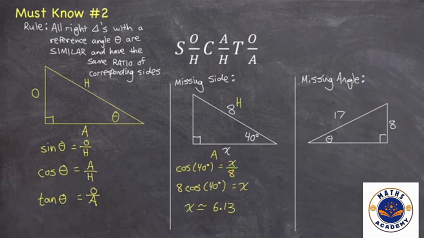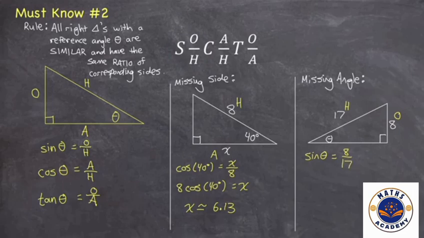SOHCAHTOA can also be used to find a missing angle inside of a right triangle. If we're looking for this angle here, notice that 8 is opposite from it, and 17 is across from the right angle, so that's the hypotenuse. The ratio that involves opposite and hypotenuse is the sine ratio. So I could say sine of the angle equals the opposite side, 8, divided by the hypotenuse, 17.